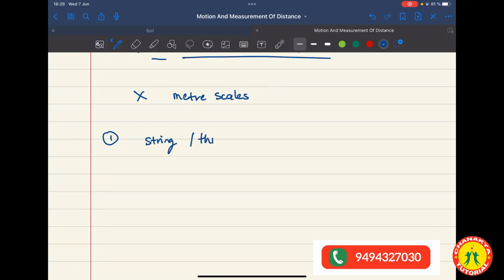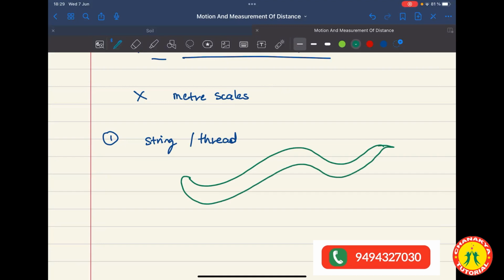or a thread. Now, for example, you want to measure a snake. You just take a thread. You're going to make a knot in one end of the thread. That is going to be the zero. And you're going to place it exactly on the edge of the object and measure it.